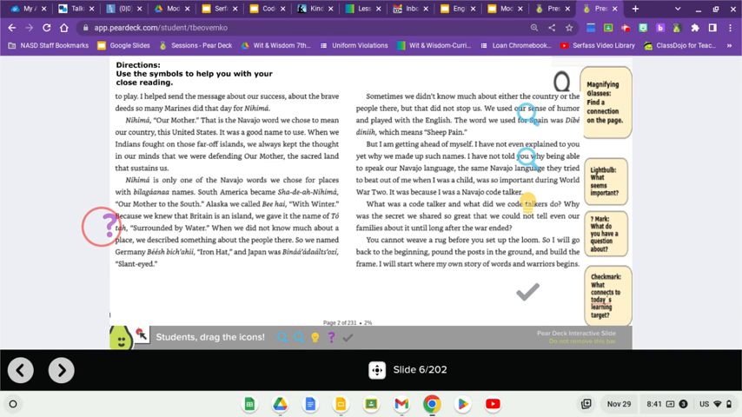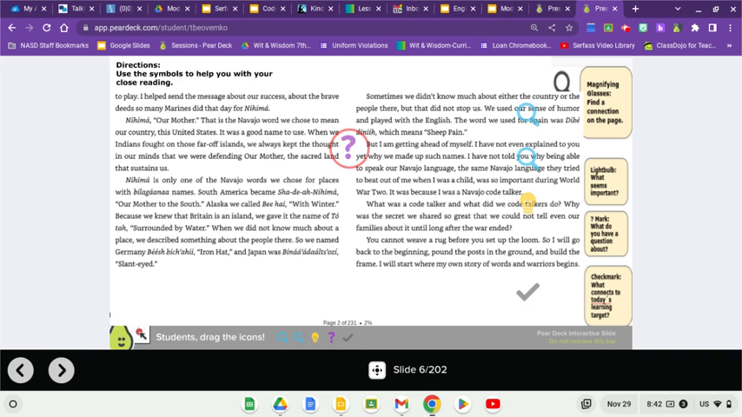When we did not know much about a place, we described something about the people there. So we named Germany Besh-be-cha-he, Iron Hat, and Japan was Beh-na-ali-tsosie, slant-eyed. Sometimes we didn't know much either about the country or the people there, but that did not stop us. We used our sense of humor and played with the English. The word we used for Spain was Debe-di-ni, which means sheep pain. But I am getting ahead of myself.